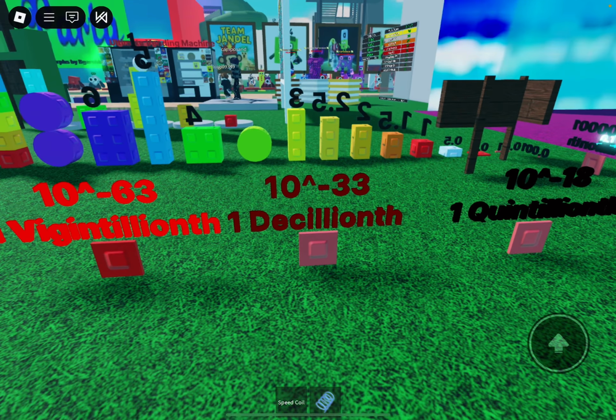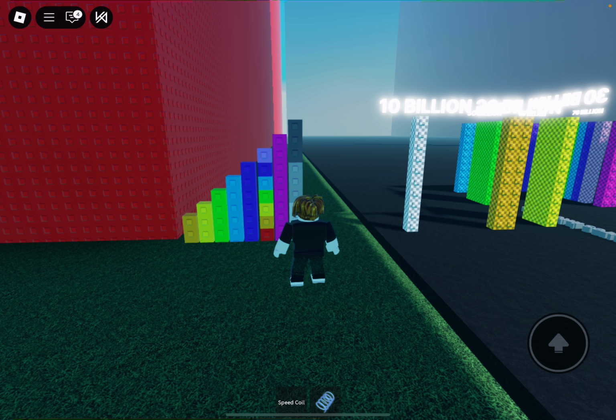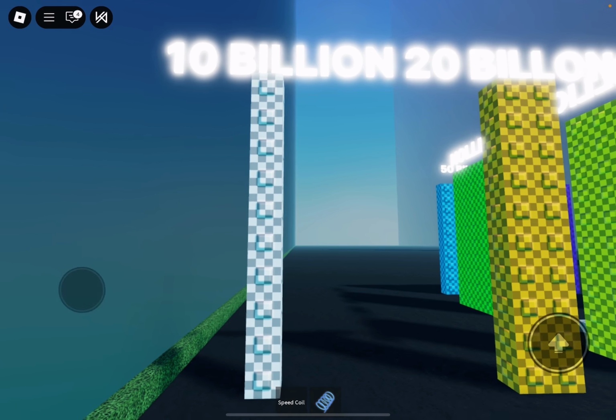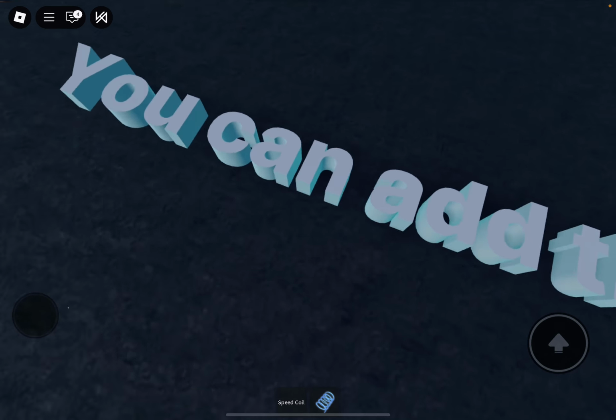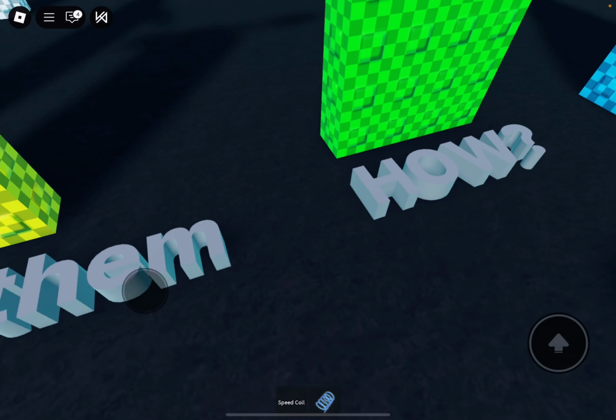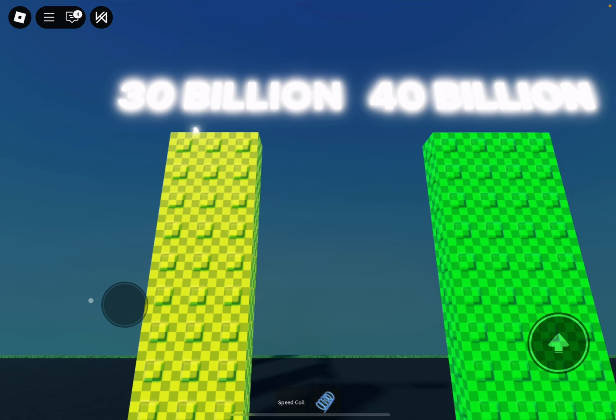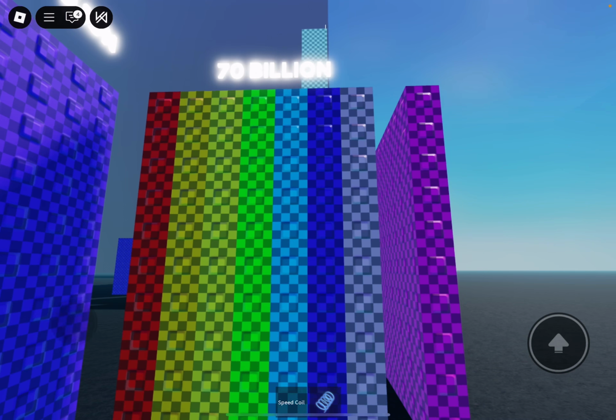Okay, 1 billion. Okay, it was just too big, so it got small. 2 billion, 3 billion, 4 billion, 5 billion, 6 billion, 7 billion, 8 billion, 9 billion. Also, the number blocks were too big, so they got smaller. So did that creator of Numberblocks Big 3D. Okay, 10 billion, 20 billion. Wait, what does text is? You can add the textures into them. How? Okay. 30 billion, 40 billion, 50 billion, 60 billion, 70 billion, 80 billion.